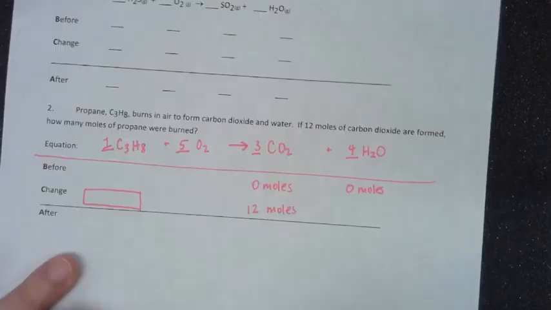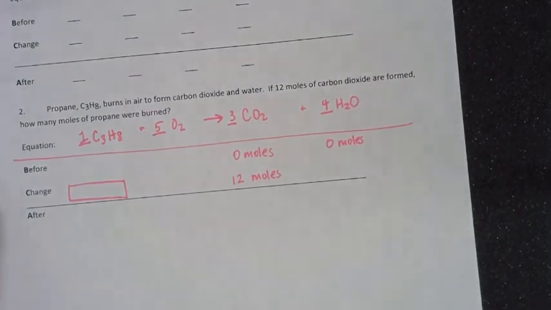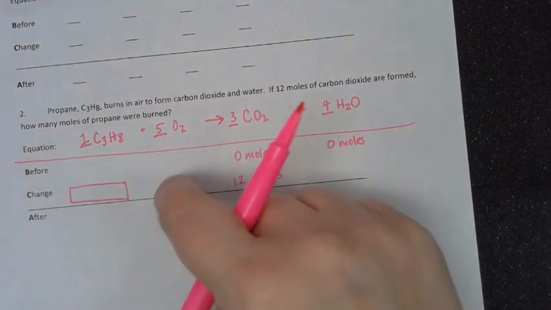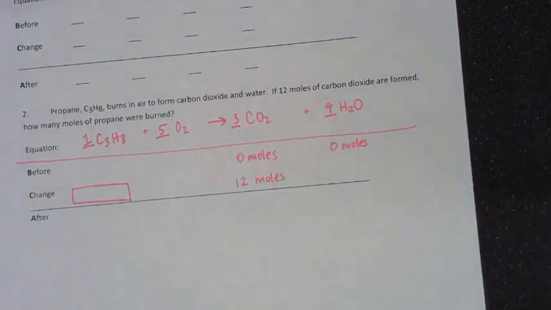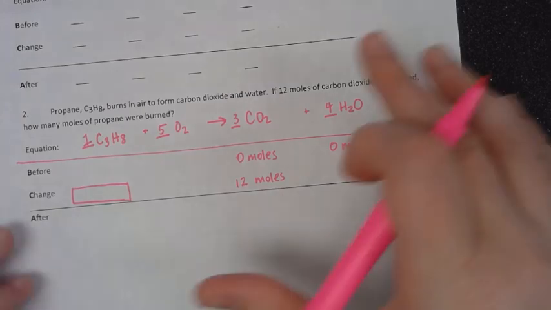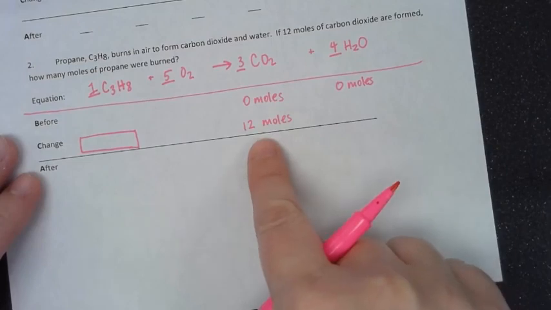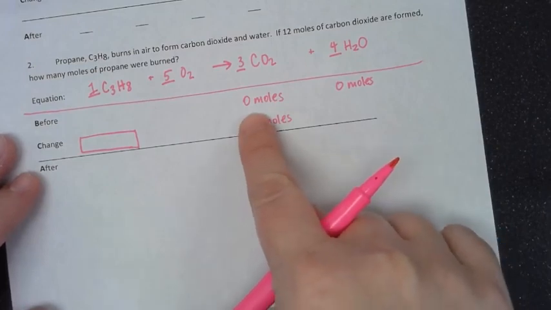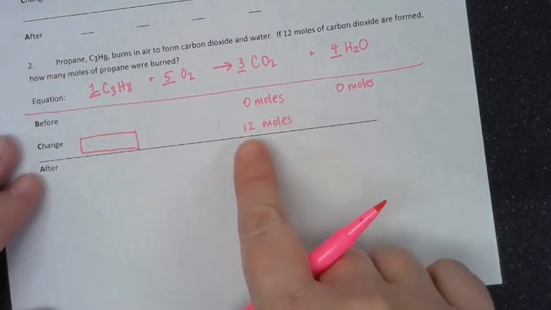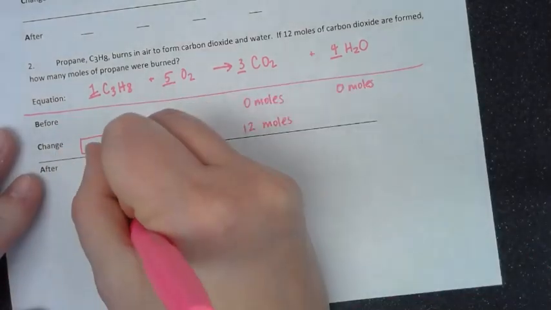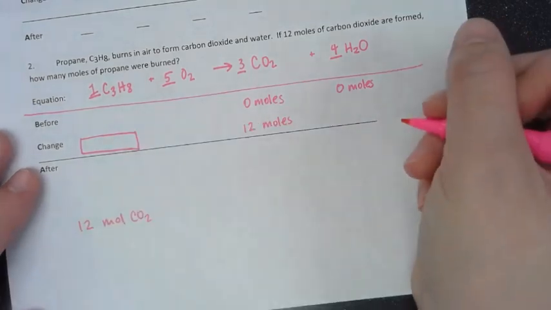If I'm only concerned about the carbon dioxide that I started with and the propane that I used, do I need to know anything about oxygen or water? I don't have to. So the way I'm going to write this up is I know that I start with 12. This is the only number that I really know here, right? I could start with this, but that will get me nowhere. So I'm going to start with my 12 moles of carbon dioxide. And I want to know how much propane I used.